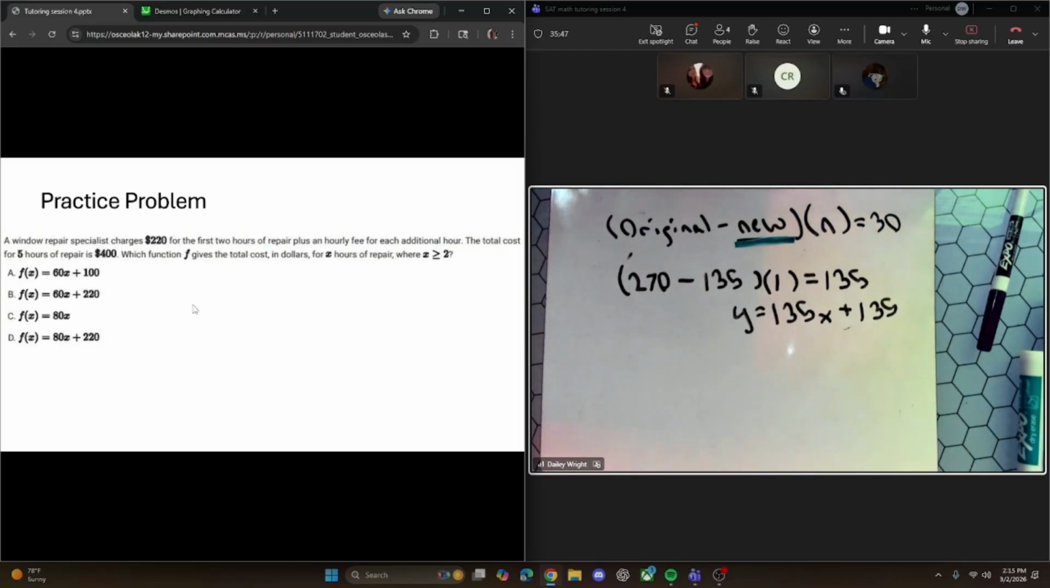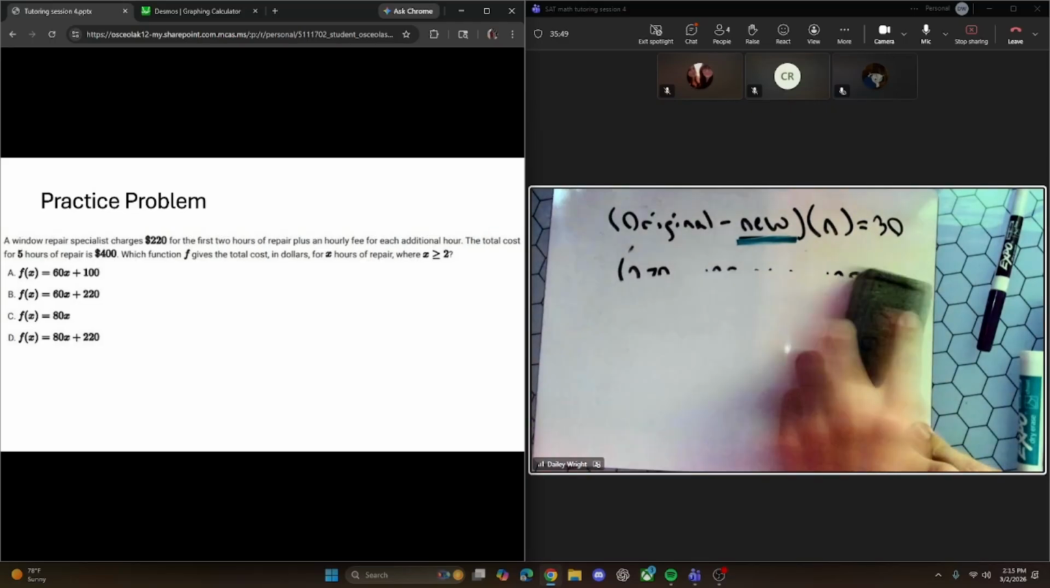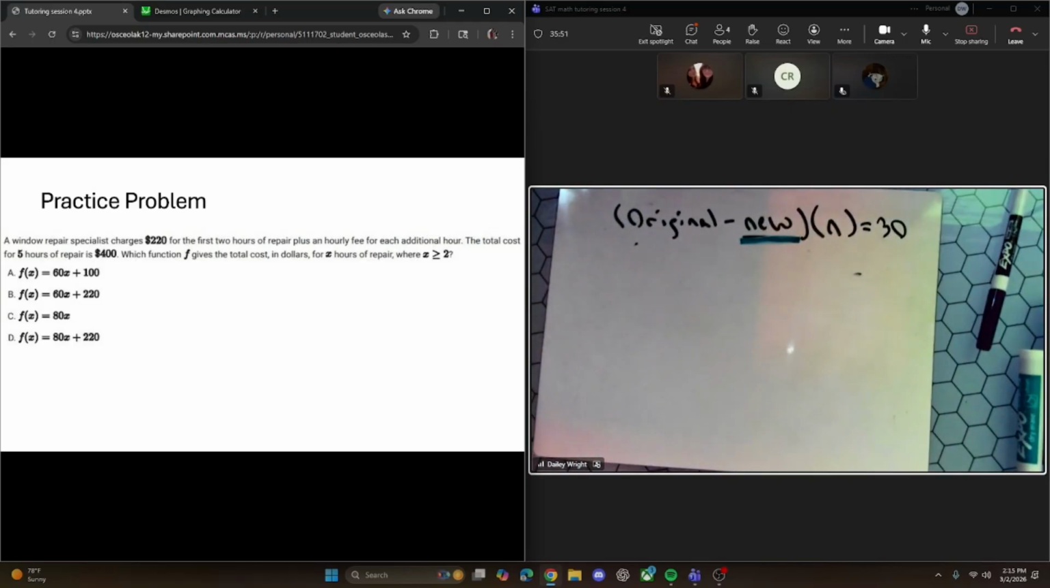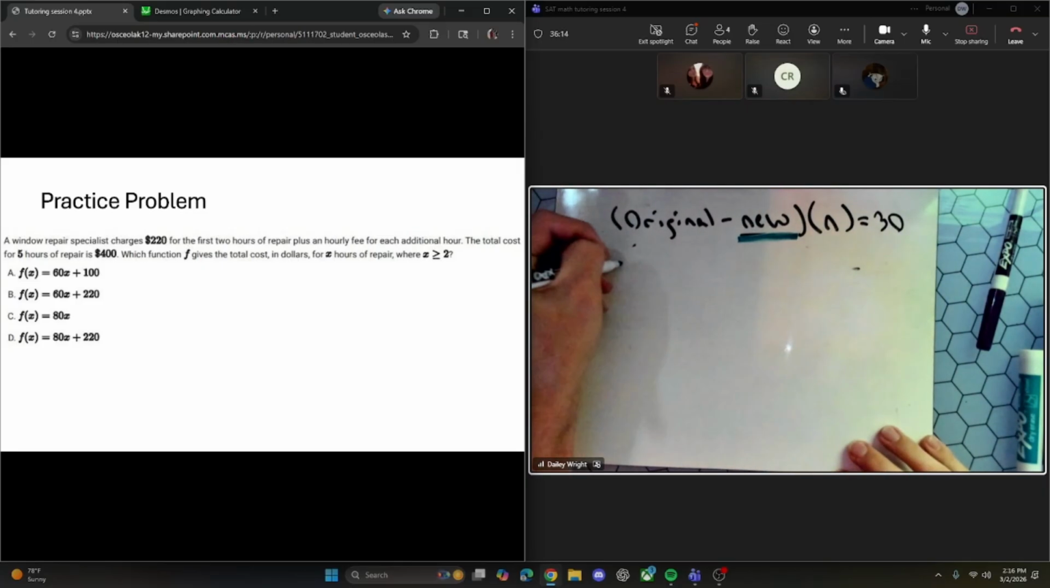Okay, next question. A window repair specialist charges $220 for the first 2 hours of repair plus an hourly fee for each additional hour. The cost for 5 hours of repair is $400. Which function f gives the total cost in dollars for x amount hours of repair, where x is greater than or equal to 2? Well, we're given our original price and n again, so let's go ahead and put those in.